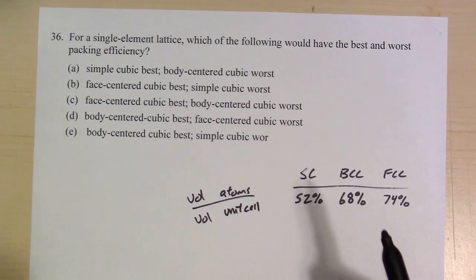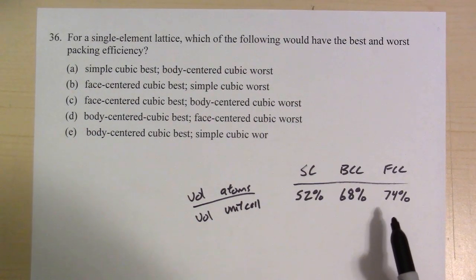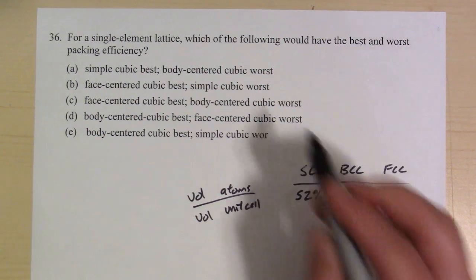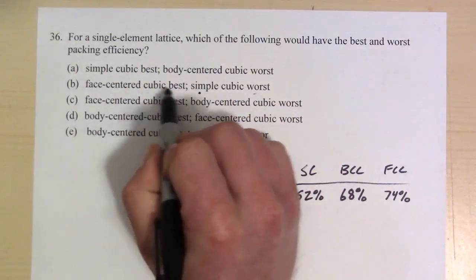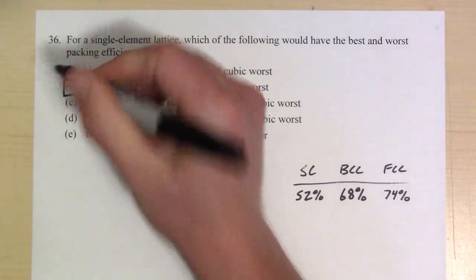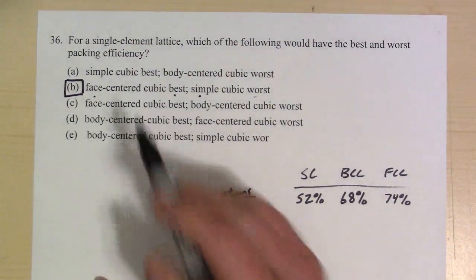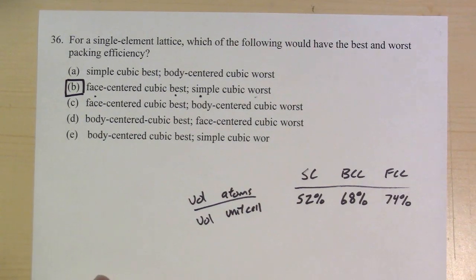So we know that simple cubic is the worst, face-centered cubic is the best, so we're looking for something that matches with that. So here the worst is simple cubic, the best is face-centered cubic, so B is going to be our answer here. Face-centered cubic is best, simple cubic is worst, and that's based on these percentages here.